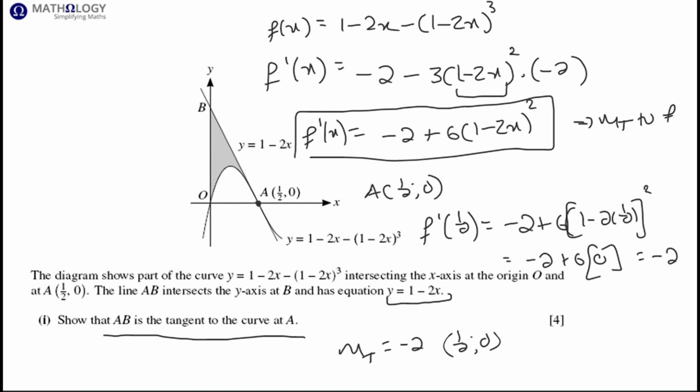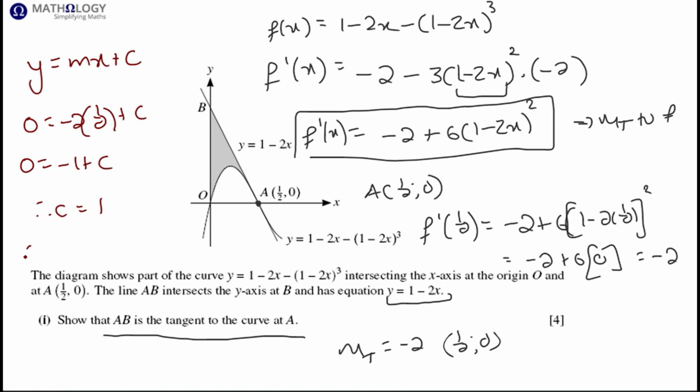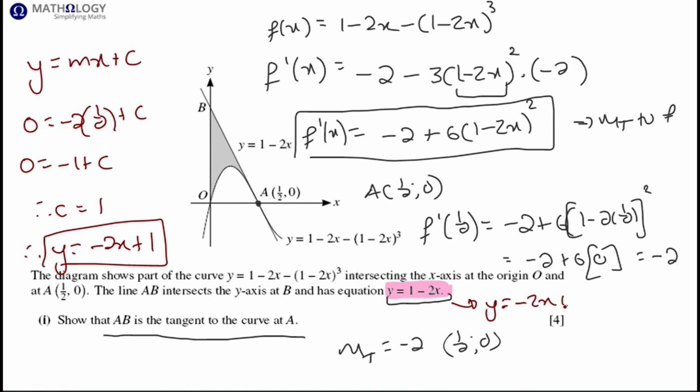So just coming up here, we're now going to substitute these values into y equals mx plus c. So 0 equals minus 2 times a half plus c. 0 equals minus 1 plus c, and therefore c equals 1. Therefore y equals minus 2x plus 1, which is this equation over here. It's just written slightly differently. This equation here is just written with a constant first, but if you wrote it with the variable first, it would be y equals minus 2x plus 1.